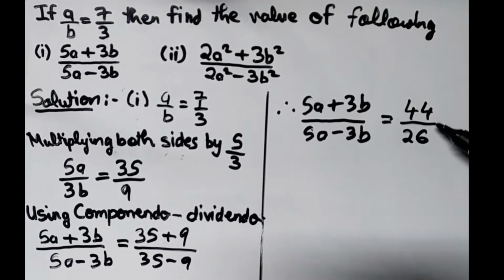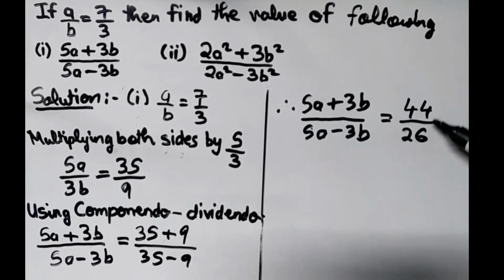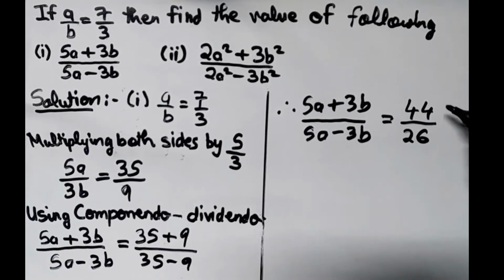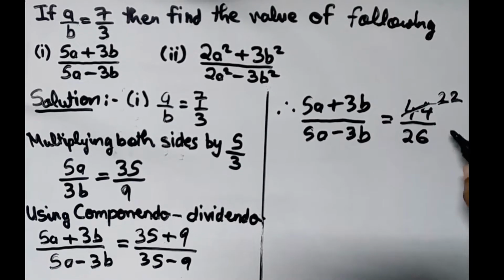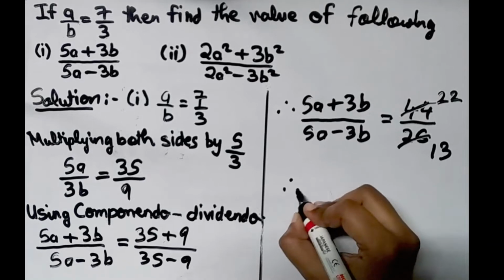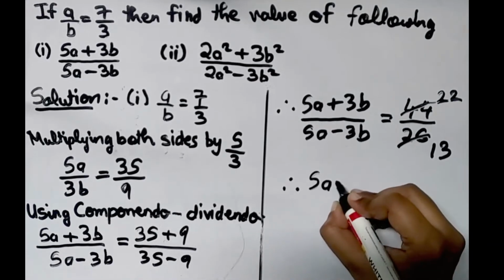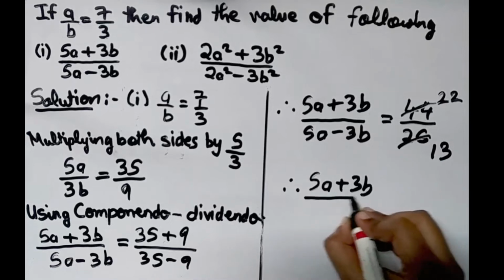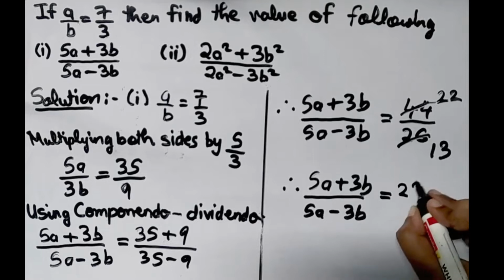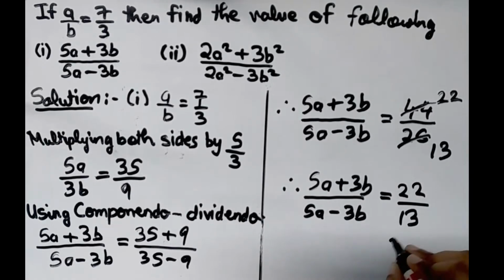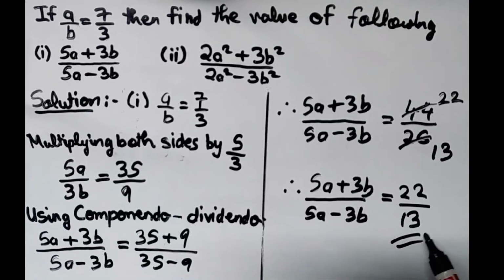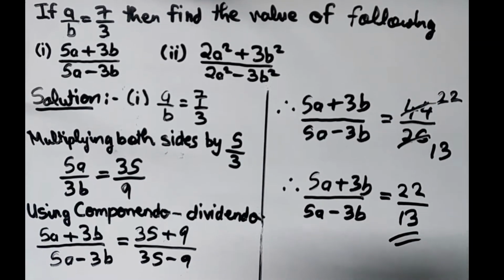Now this 44 upon 26, we can reduce this ratio further. See, we can divide both numerator and denominator by 2. So what we will get? 2 into 22 will be 44 and 2 into 13 will be 26. Therefore, the final answer will be 5a plus 3b upon 5a minus 3b is equal to 22 upon 13. This is the final answer. This is what we have to find. 22 upon 13, that is 22 is to 13.